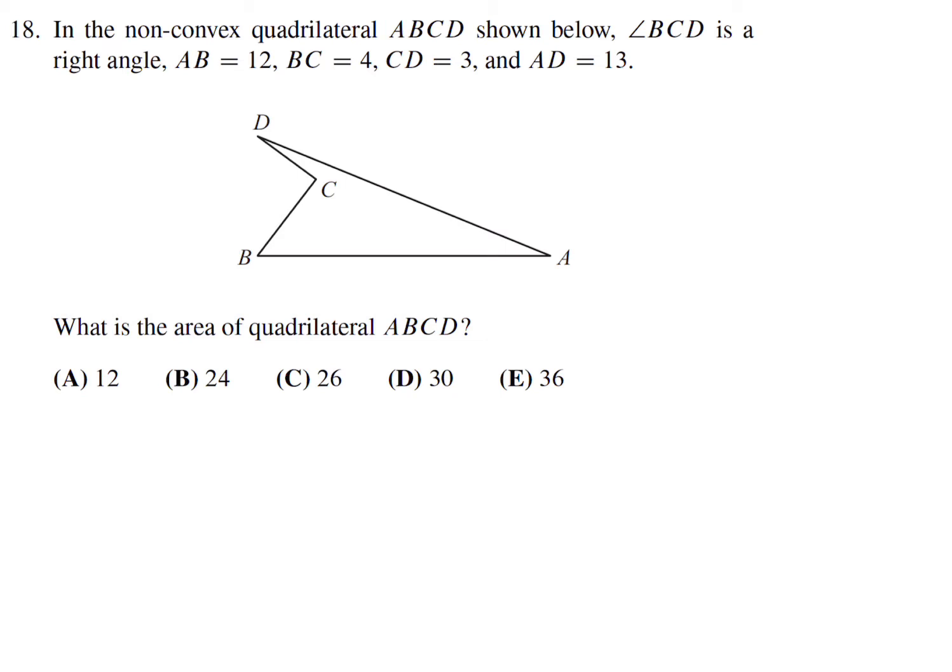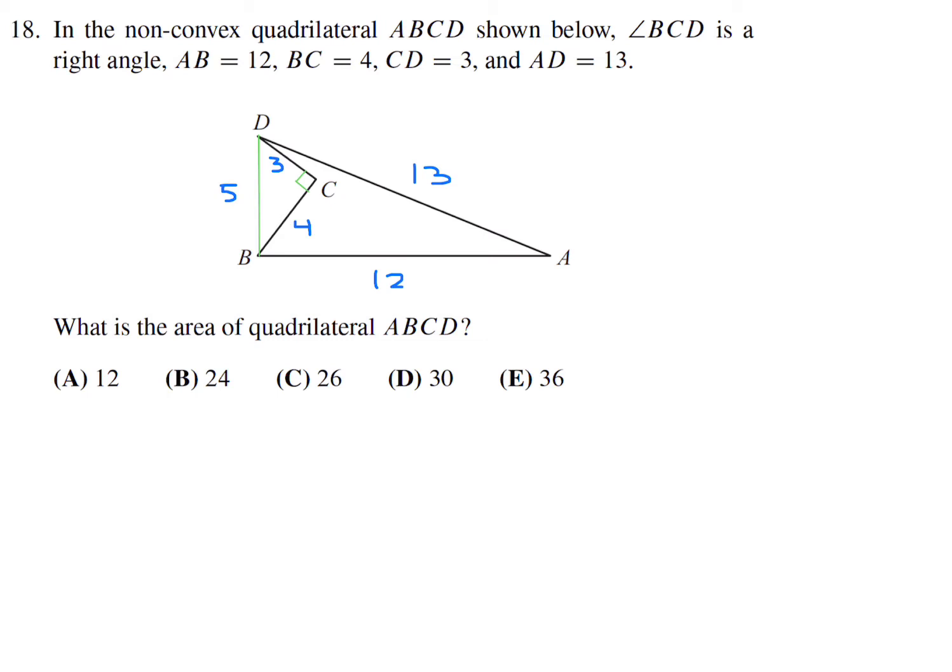In the non-convex quadrilateral ABCD shown below, BCD is a right angle, AB is 12, BC is 4, CD is 3, and AD is 13. What is the area of the quadrilateral ABCD? Well, they told me that BCD is a right angle, so this is a right angle. And let's label everything now. AB is 12, BC is 4, CD is 3, AD is 13. Let's join D to B, like that. Well, that's obviously going to be 5, since that's a 3, 4, 5 triangle.